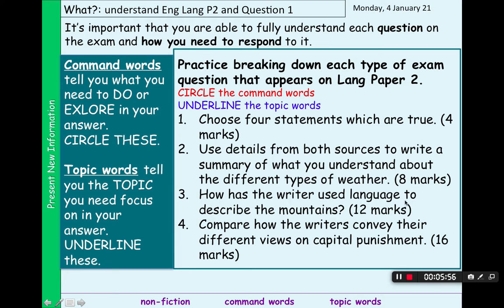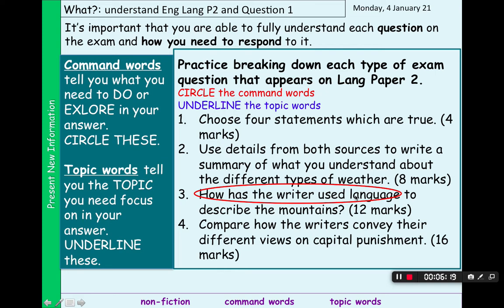So I will look at this one. How has the writer used language to describe the mountains? Now that one's a bit tough because it's asking a question with the word how, but if I was to look at the command words, I would pick out how has the writer used language. And when I'm asked a how question in English, I'm really being asked to explore and analyze. So what I need to do is write paragraphs that explore and analyze how the writers use language.